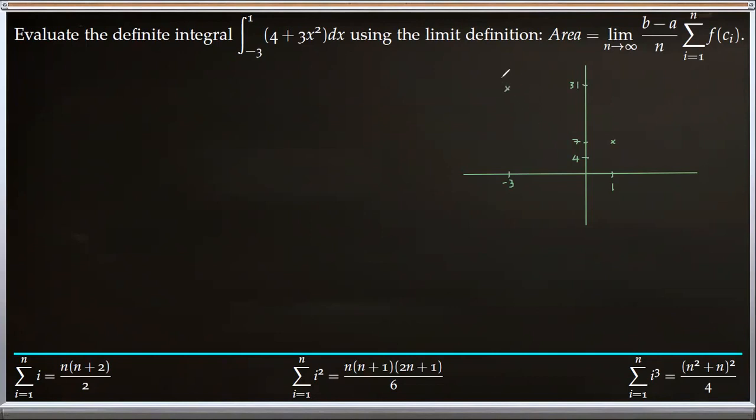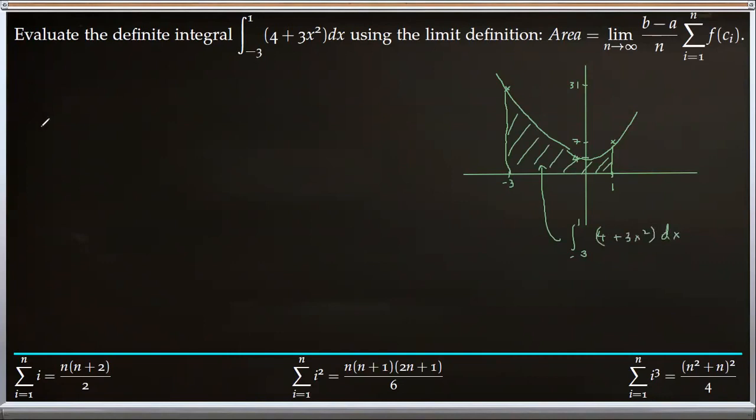So let's approximately draw the graph. It's a nice parabola going through these points, like that one. And we're looking at the area under this curve from here to over here. So we're trying to figure out this area. And this area will be the value of the integral, -3 to 1 of this function, 4 plus 3x squared.